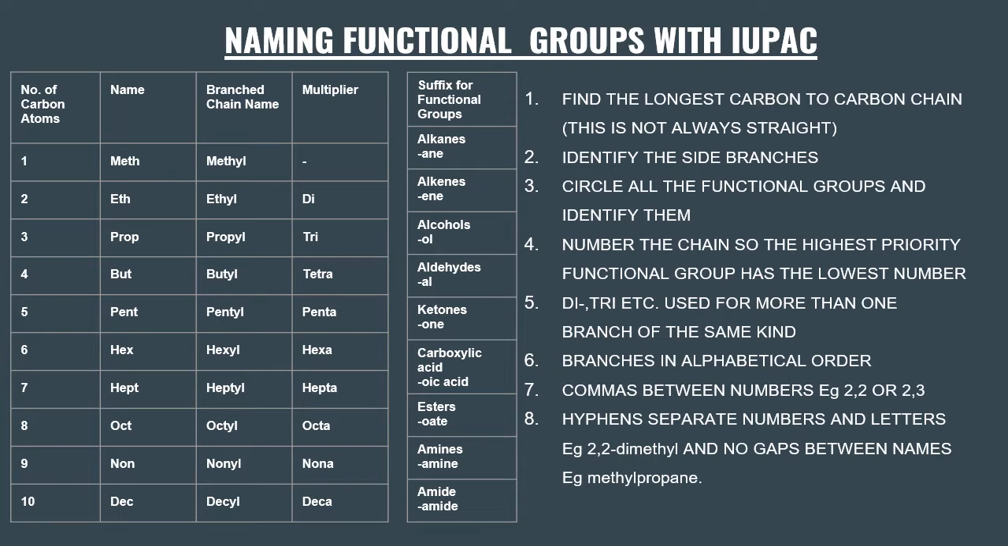When naming organic compounds, we need to look at the longest carbon chain. Depending on how many carbons there are, this will be the prefix. For example, 1 carbon is meth, 2 carbons is eth, and 3 carbons is prop, and so on. Depending on what functional group you are looking at, this will be the suffix. For example, alkanes end with ane, alkenes end with ene.